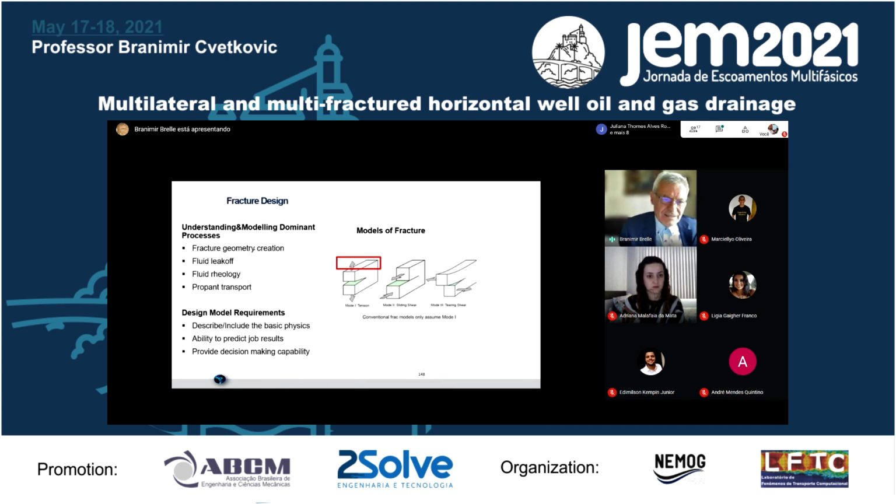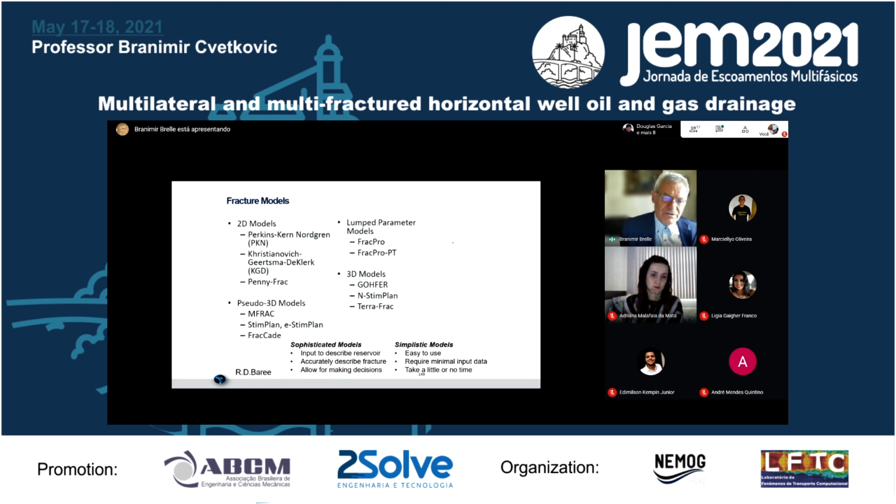So these are based on fracture design: fracture geometry, leak off, fluid rheology, and proppant transport are important. And then the design model requirement is that you understand the basic physics. You have to predict the job results and provide decision-making capability. And you have a model which includes tension, sliding shear, and tearing shear. So, you have very many models now. I'm talking here about how I am creating the fracture along the well. So these are all models which we have to consider.